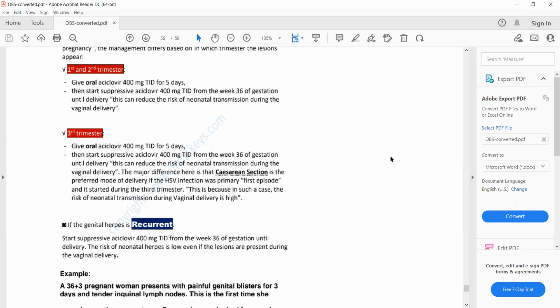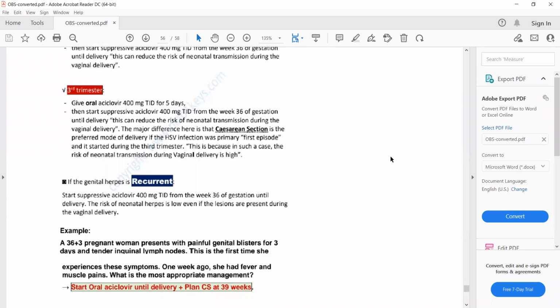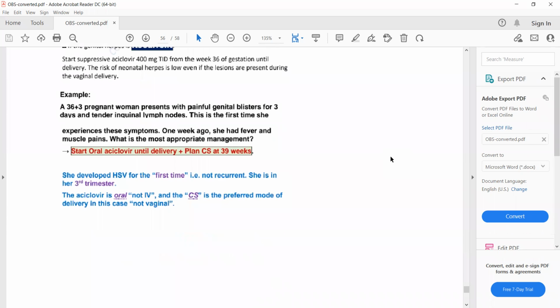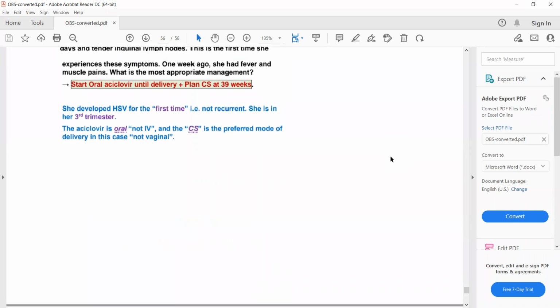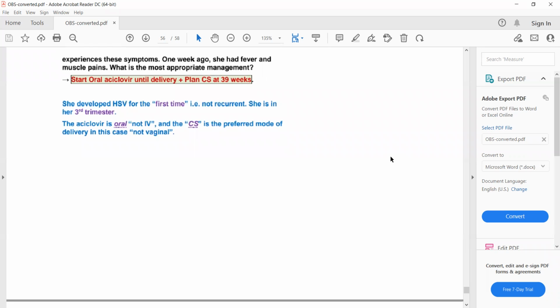And if the genital herpes is recurrent, then we do not need to give oral acyclovir 400 milligram for 5 days. We will start the oral acyclovir from 36 weeks of gestation until delivery. So this was all about genital herpes, and this was all about obstetrics. We are done with gynae and obs.